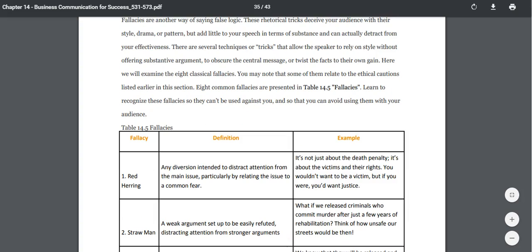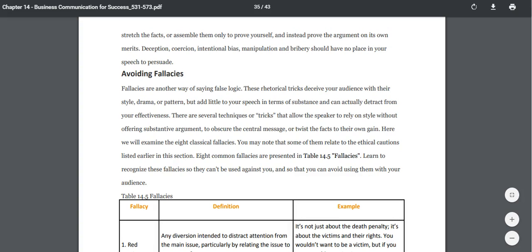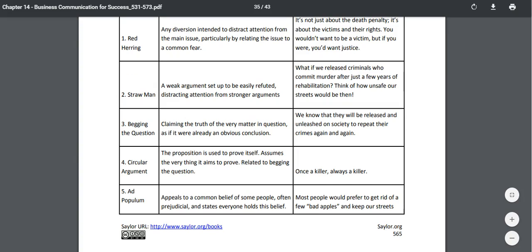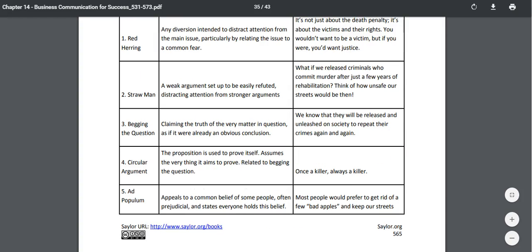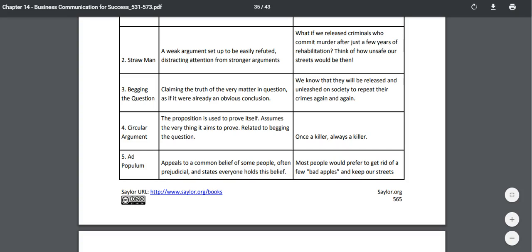Fallacies. Fallacies are false logic. Your red herring comes from the days when you could rub a red herring on the ground if you had a dog chasing you. The herring is such a strong smell that the dog can no longer finish chasing you, won't be able to smell your scent anymore. A straw man is a weak argument that can be easily refuted. Begging the question, claiming a truth as if it were an obvious conclusion already.